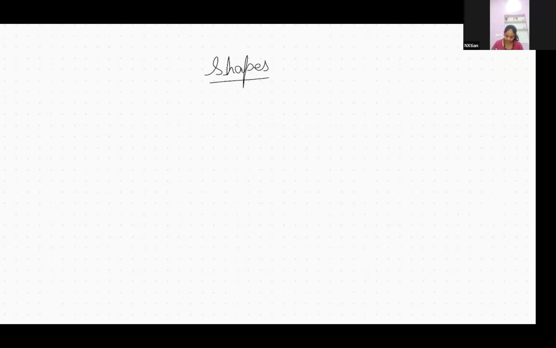Okay, that's great. So today we will talk about shapes. When we talk about shapes, we have some types of shapes, some figures. We will see what they are. Suppose I have drawn this figure.